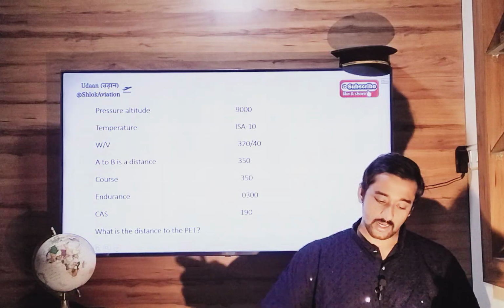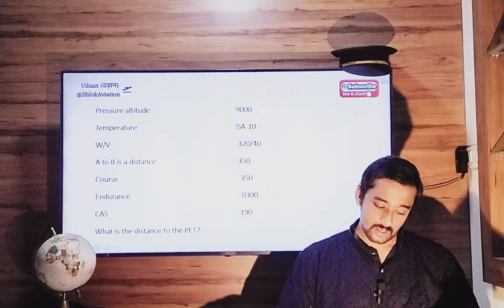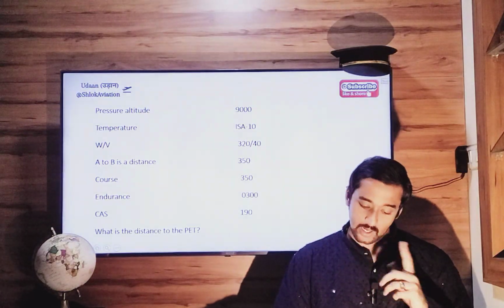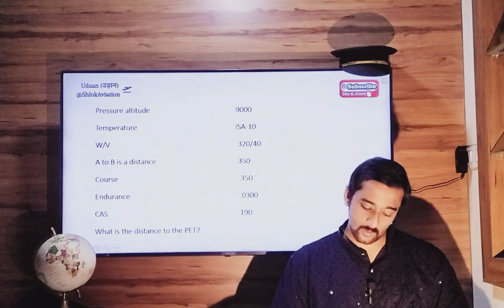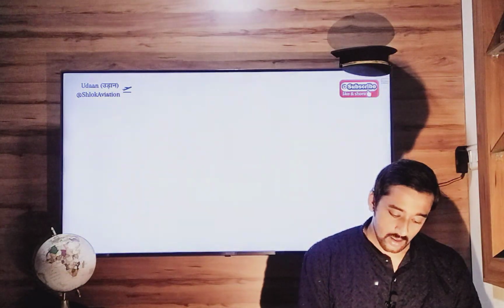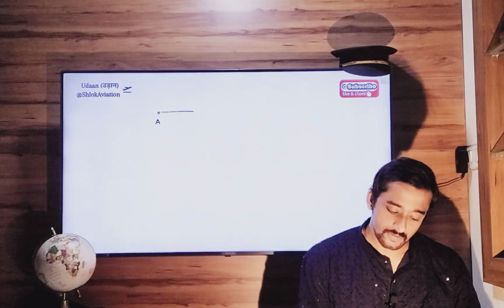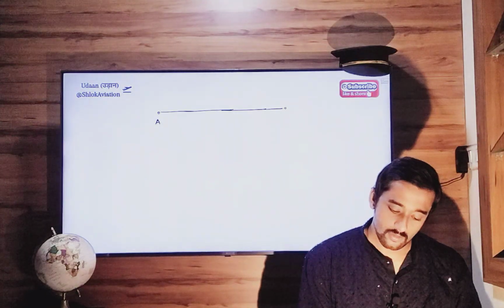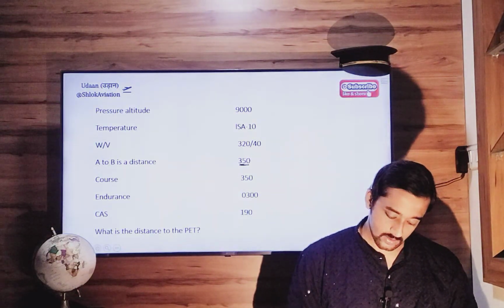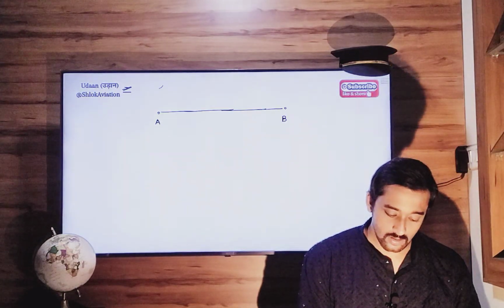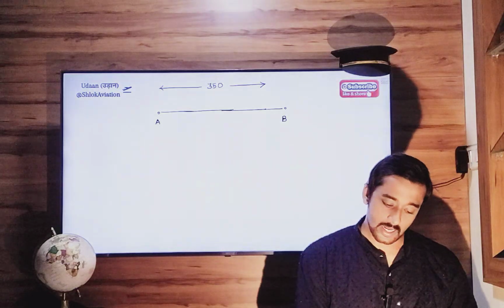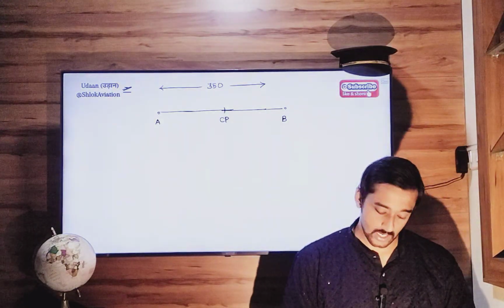Question 9. Pressure altitude is given, temperature is given, winds given, A to B distance, course, endurance given, calibrated airspeed is given. What is the distance to the point of equal time? So A to B, total distance is 350 miles. Critical point in the center, right?